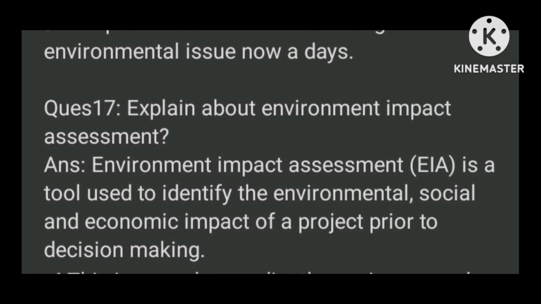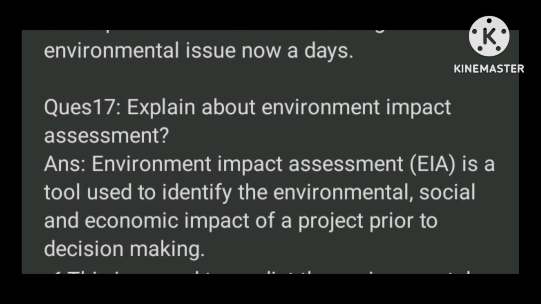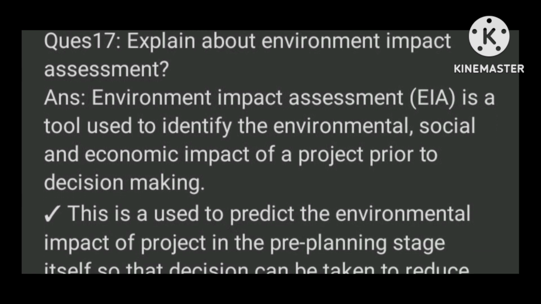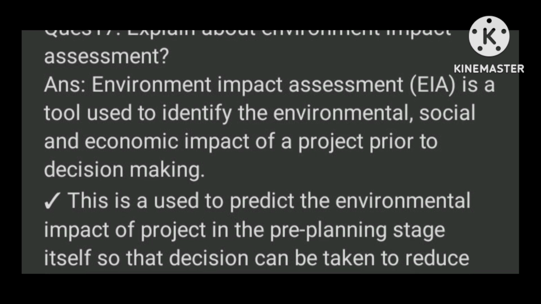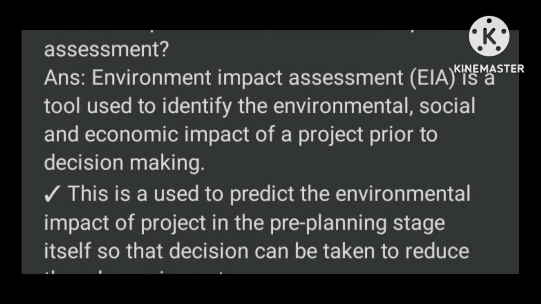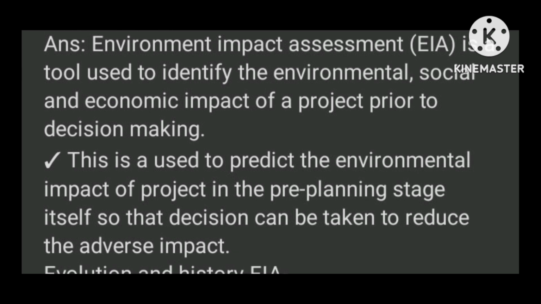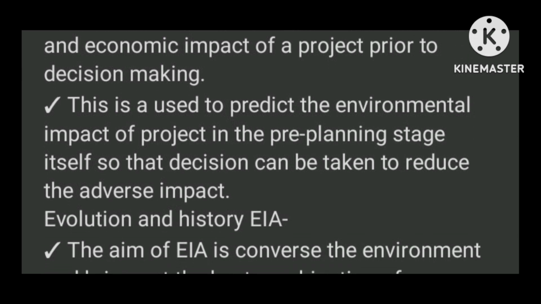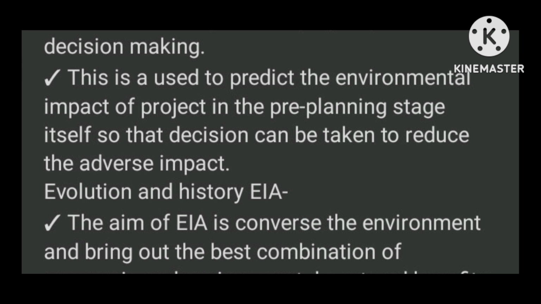Question number 17. Explain about Environment Impact Assessment. Answer. Environment Impact Assessment (EIA) is a tool used to identify the environmental, social and economic impact of a project prior to decision making. This is used to predict the environmental impact of a project in the pre-planning stage itself so that decisions can be taken to reduce the adverse impact.